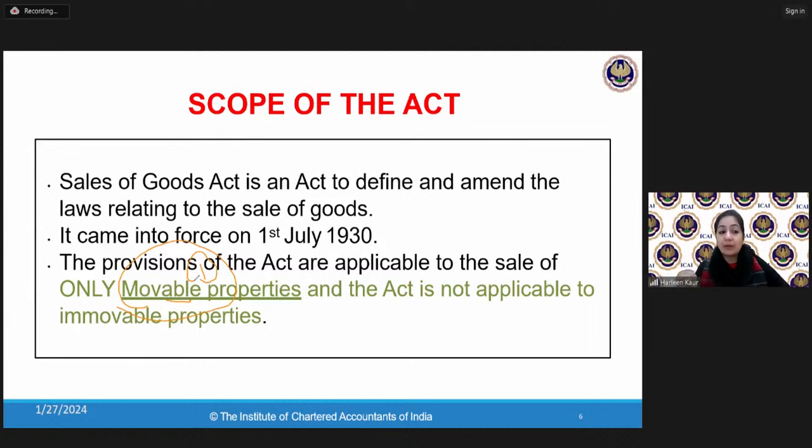But if I ask you, I have a building, I have a house in Noida, and I am going to sell that house in Noida to a person who is staying in Mumbai. Sale of goods is applicable to my sale of house, yes or no? Sale of house, what is house? House is movable or it is immovable?